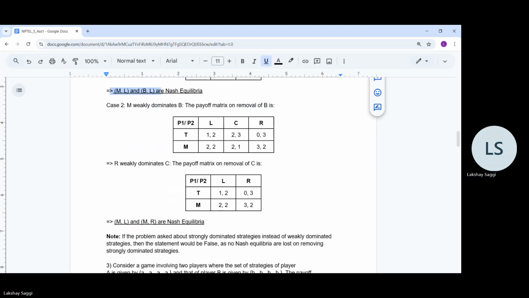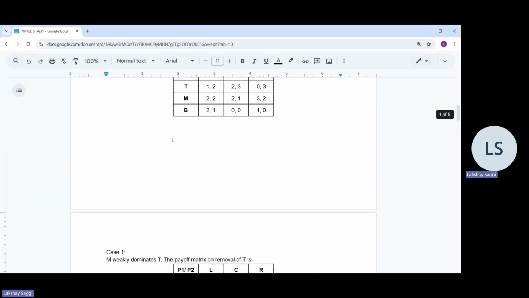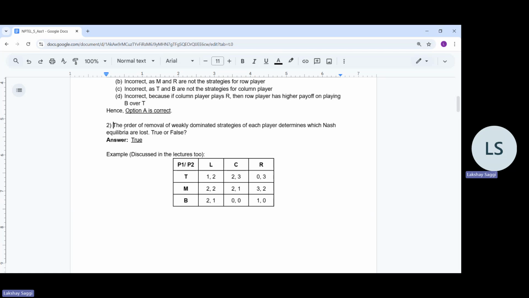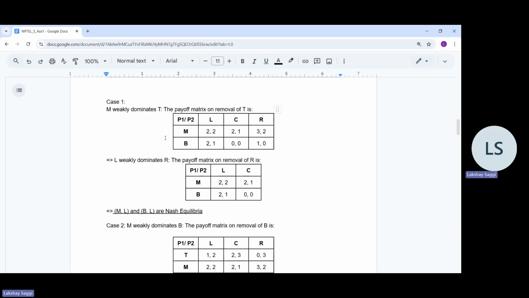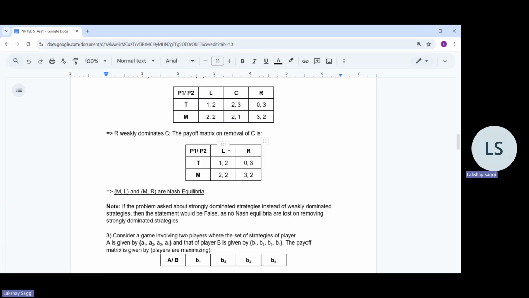So what this shows is that if we remove weakly dominated strategies in different orders, we can obtain different Nash equilibria. And that's why this statement is true: that the order of removal of weakly dominated strategies determines which Nash equilibria is lost. So I hope everyone is with me till this point. This has also been discussed in the lectures, the same example. I just tried to explain it again.